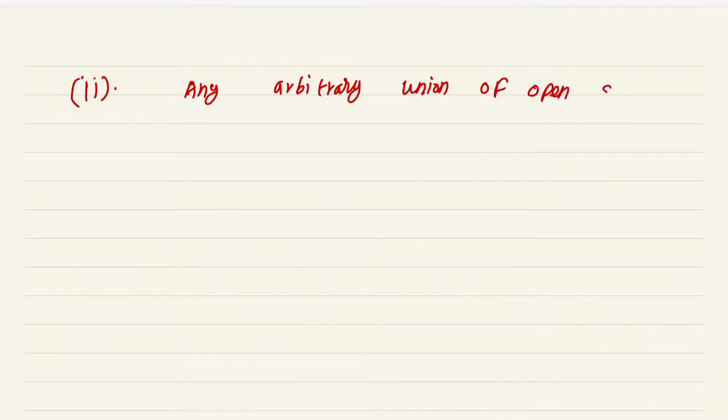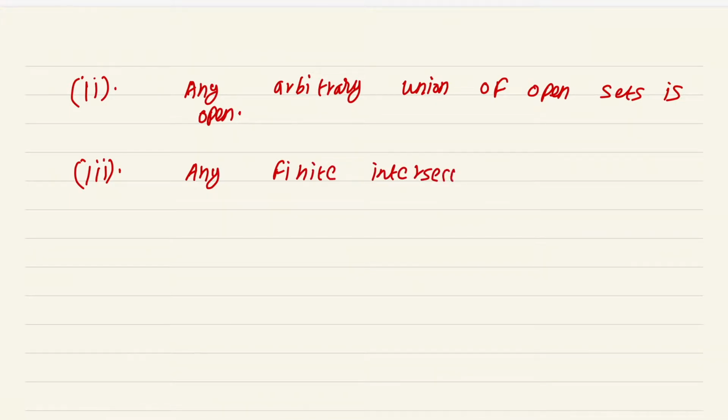Number 2, any arbitrary union of open sets is open. And number 3, any finite intersection of open sets is open. You have seen all these properties in the context of the metric space R, and the proofs are more or less exactly the same. So again, I'm going to be very brief. Proof. Part 1 is utterly trivial, so I'm not even going to bother proving it.